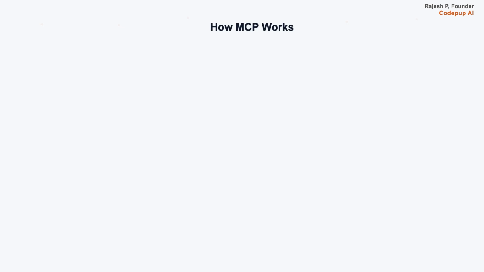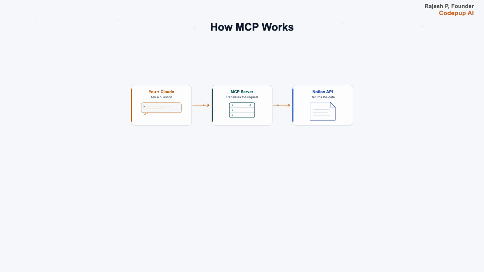Here's the flow. You ask Claude something like, check my Notion page for the feature spec. Claude sees that a Notion MCP server is configured. It calls that server, which reads the Notion API and returns the content. Claude now has the full context of your spec without you copying anything. The same works in reverse. Claude can write to Notion, post to Slack, create Linear tickets. It's two-way communication between Claude and your tools.